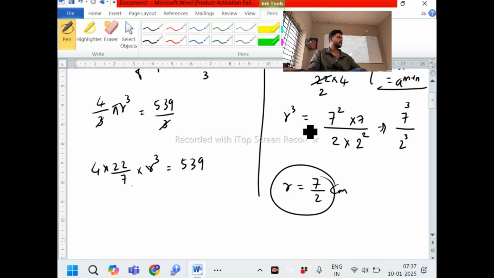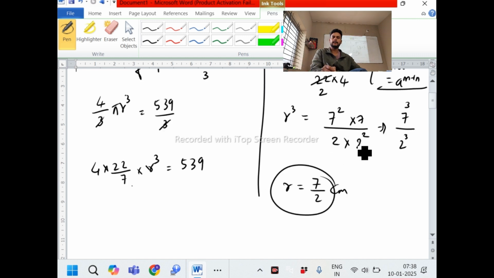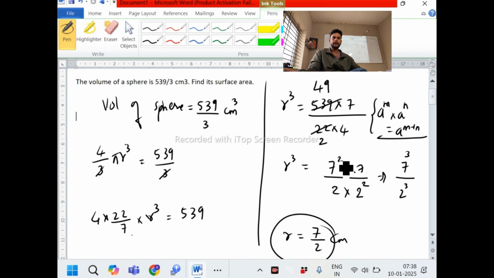How did I do it? Once again, 11 twos are 22. 11 into 49 is 539. 49 is 7 square. 7 square into 7 is 7 cube. 4 we know is 2 square, and 2 into 2 square is 2 cube. R cube is there. If I make r cube to r, this will also become cube, and the cube will get cancelled by the cube root. So I got 7 by 2 centimeter. Any doubts till here? After getting this, now my work is to find what?